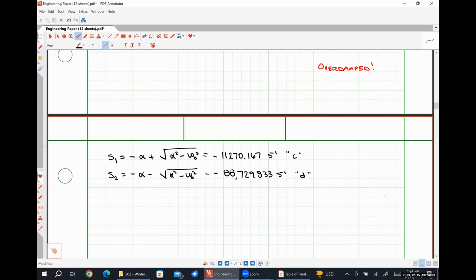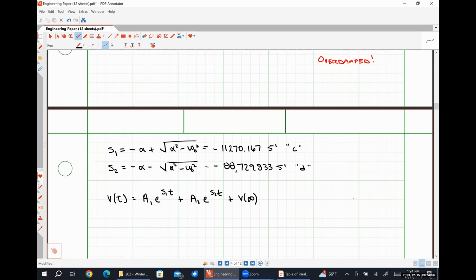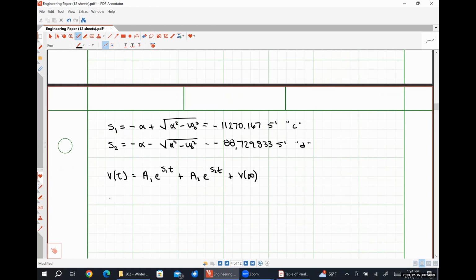So now we're going to use our table. We're going to say that V of t is equal to A1 e to the S1t plus A2 e to the S2t plus V at infinity. At t is equal to 0 plus, this becomes V at 0 plus is equal to A1 plus A2 plus V at infinity, since e to the 0 is 1, our exponential terms wind up going away.